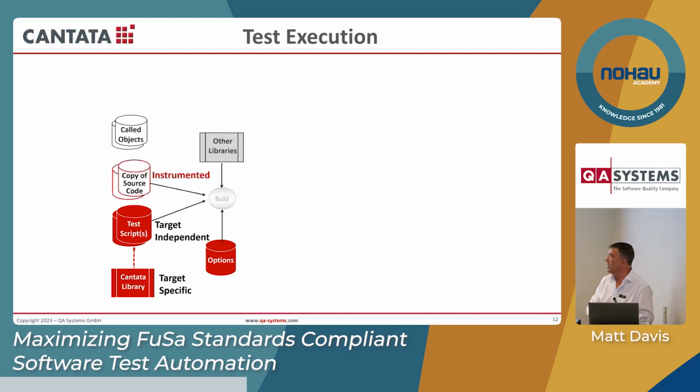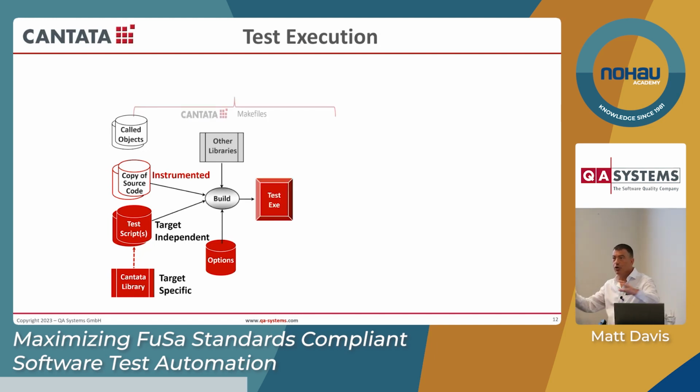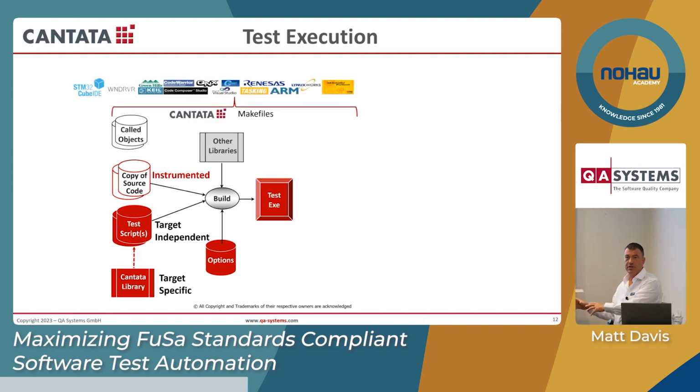The first thing we do is copy your code. We do not change your production code for testing. Okay? That's really important. A copy of your source code is instrumented. You can keep that copy if you wish to, but by default it is destroyed. And it builds an executable from all of that code. How does it do so? Under the control of the makefiles or the IDEs. You can see quite a few listed there.